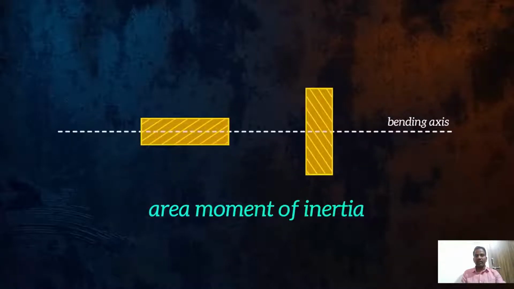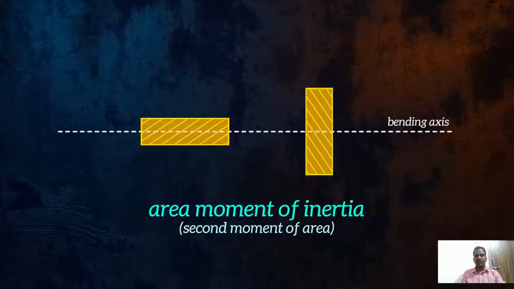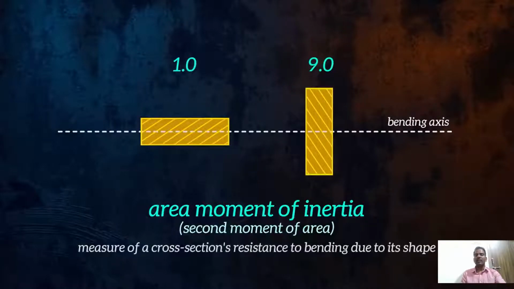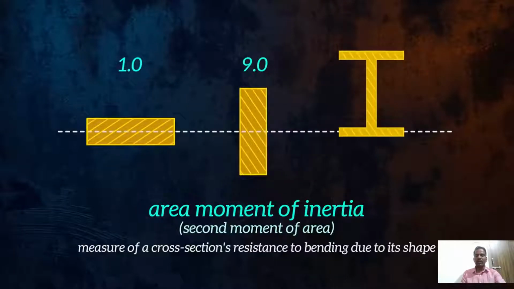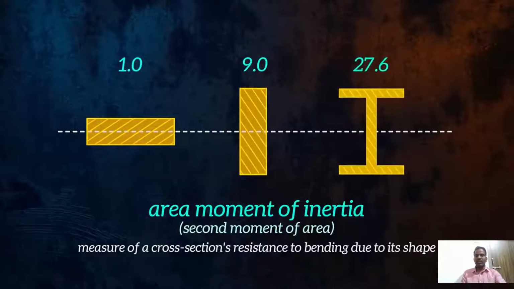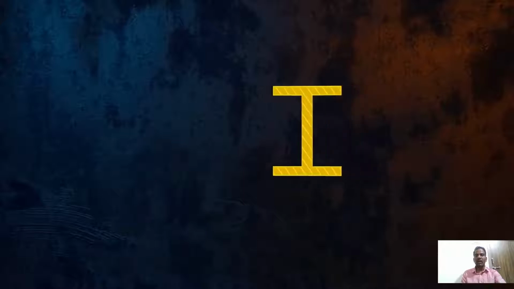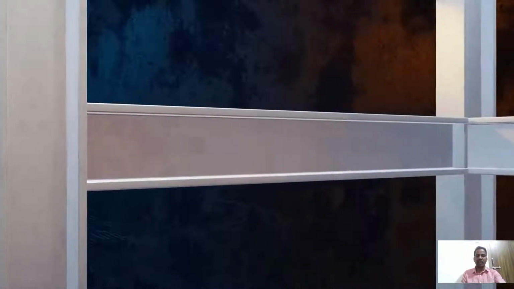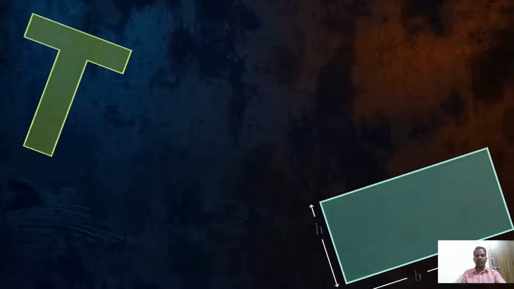While comparing with the I section, the I section is having more mass away from the bending axis. That's why it is mainly used in the construction of industries, and it is called the area moment of inertia. It is the measure of a cross section's resistance to bending due to its shape. The I section is having higher area moment of inertia. That's why the I section is the more preferred one in construction.